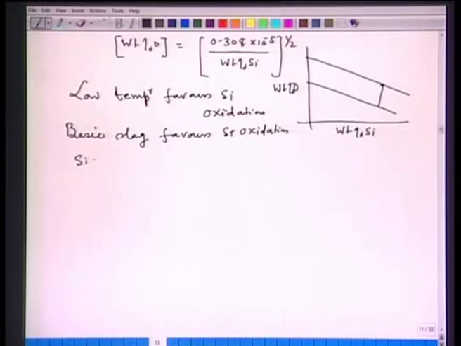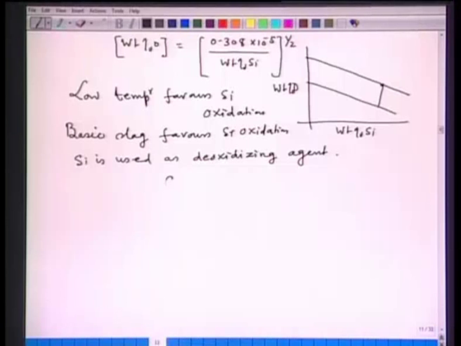Now, because of its very strong affinity of silicon with oxygen, silicon is used as a deoxidizing agent also. Now, for example, in steel making with acid slag, the activity of SiO2 is very high, and hence silicon oxidation does not proceed that fast as compared to when you have the basic slag. Now, next let us consider the carbon oxygen equilibrium.